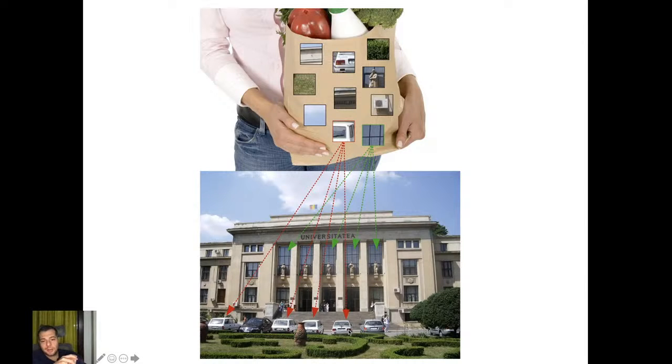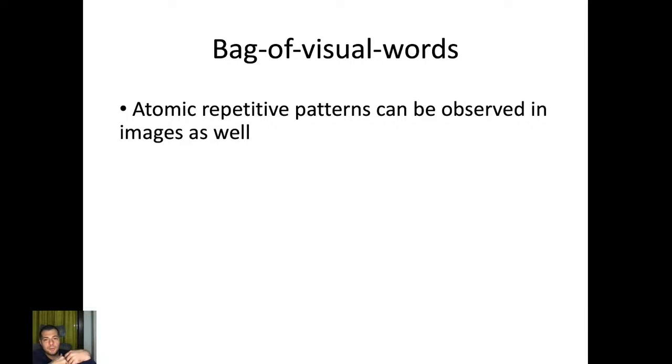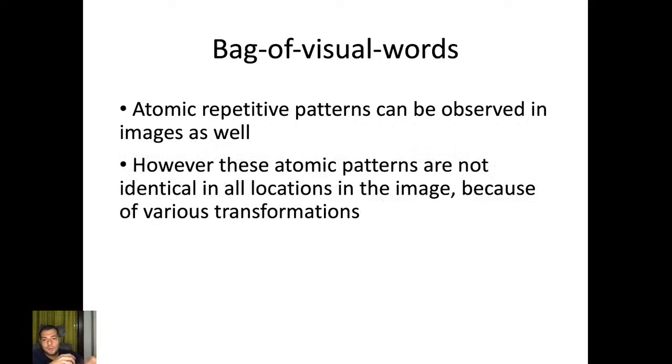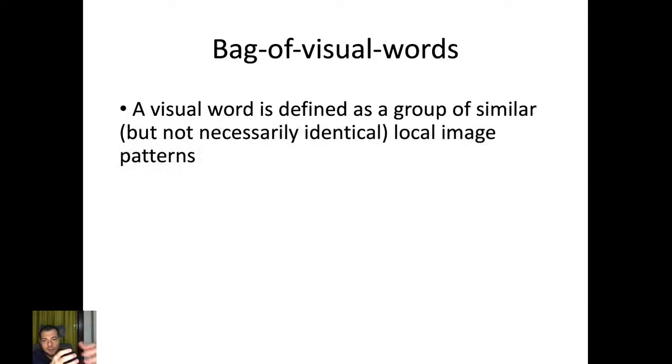So it can have variations of orientation, illumination, scale, rotation, and so on. So the main thing is how do we obtain these visual words. So we have these atomic repetitive patterns, but they are not identical in all the locations because there are all these various transformations. So a visual word is actually a group of similar local image patterns.